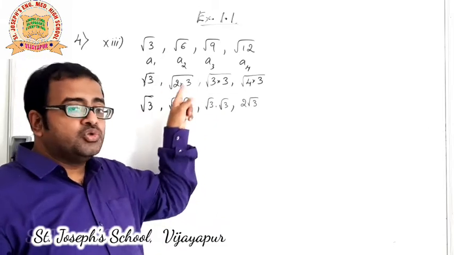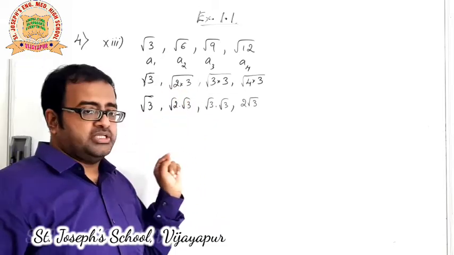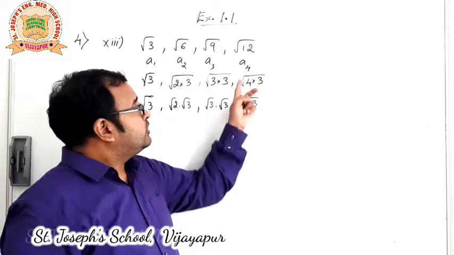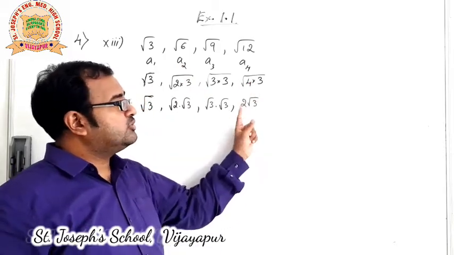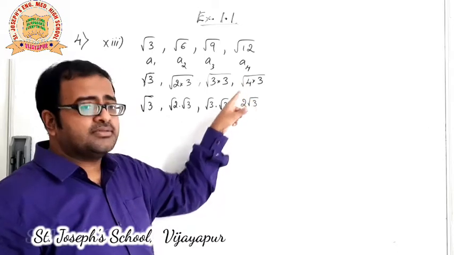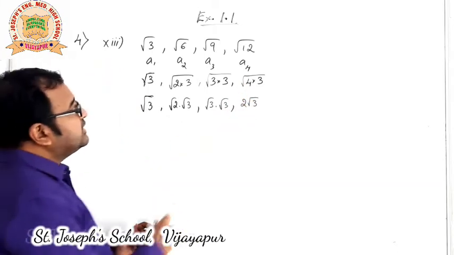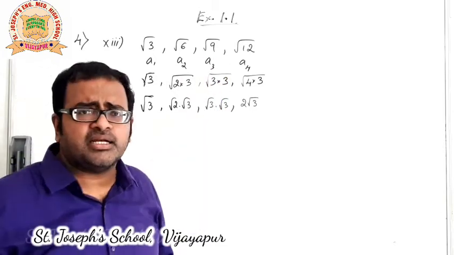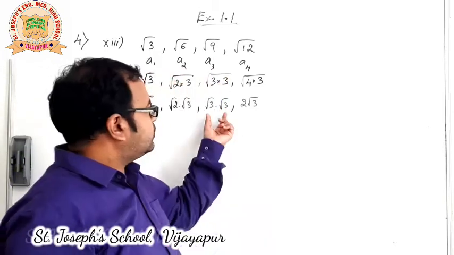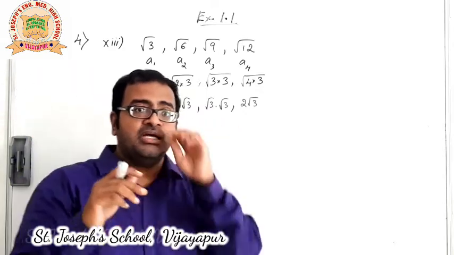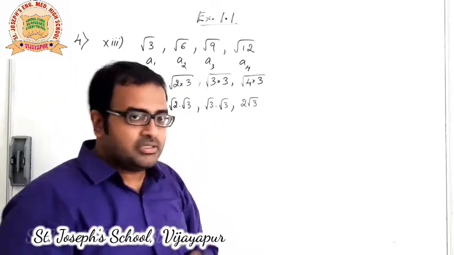So root of 2 into 3 becomes root 2 into root 3. Root of 3 into 3 becomes root 3 into root 3. Root of 4 into 3 becomes root 4 into root 3, and root of 4 I have written as the direct value 2. Now you may ask me, sir, why can't we write root 3 directly? Of course you can. I just wrote this so that I can take out the common elements whenever I do subtraction or addition. That's all.